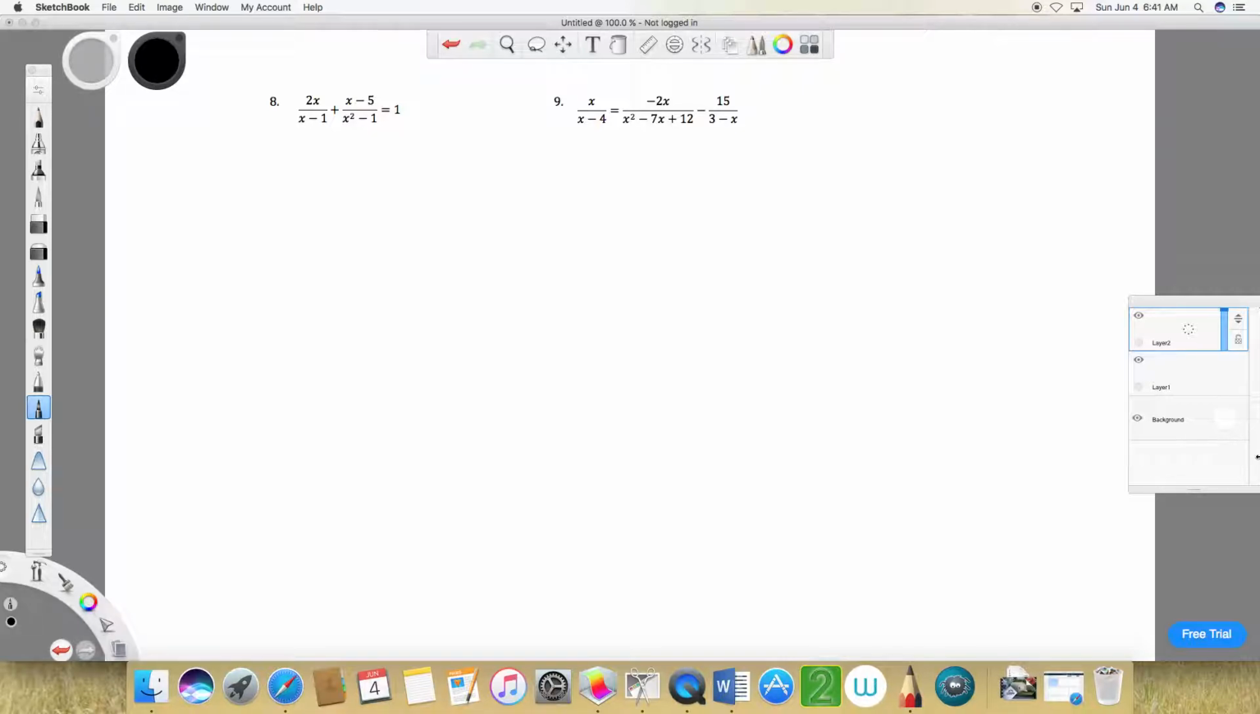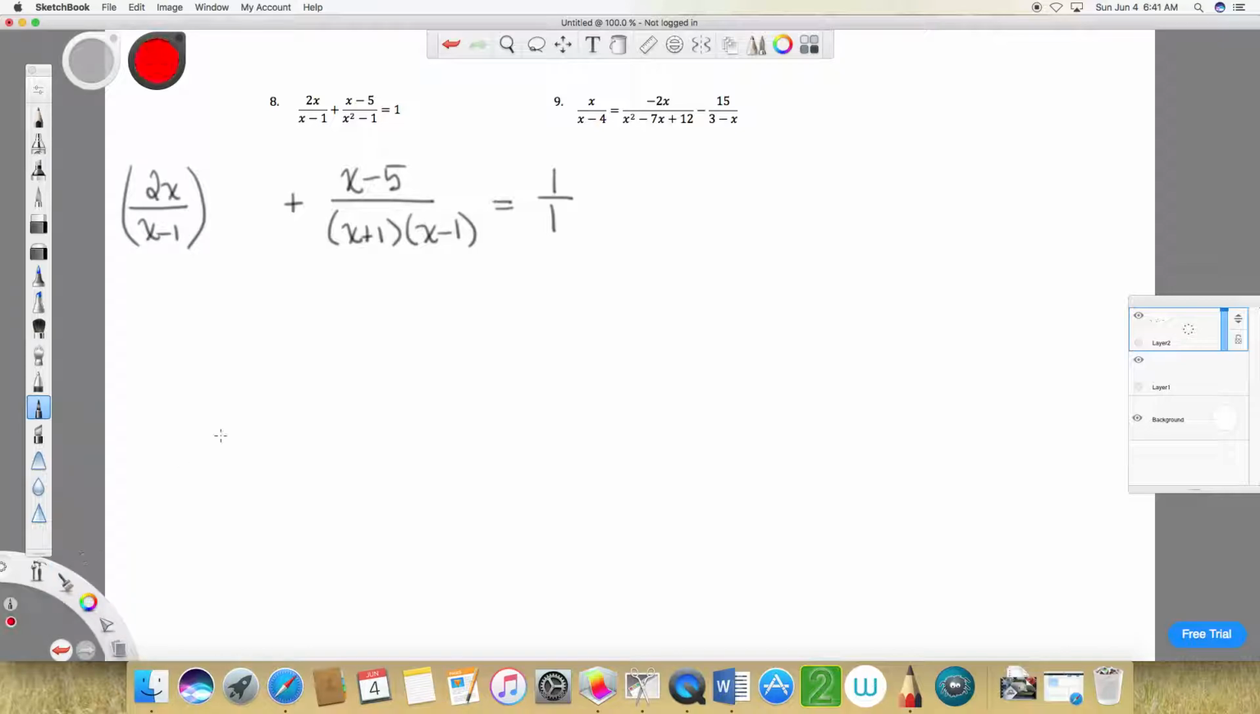So let's jump in and tackle number 8. Let's start out by factoring that second term. If I look at the first term, this 2x over x minus 1, I'm going to focus my attention on the second term here. And I'm going to factor this denominator. And x squared minus 1 factors to x plus 1 times x minus 1. And on the right-hand side, I'm going to write the number 1 as 1 over 1.